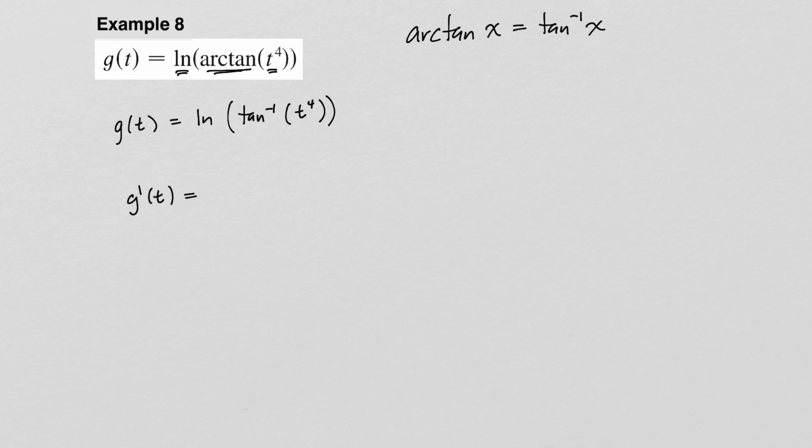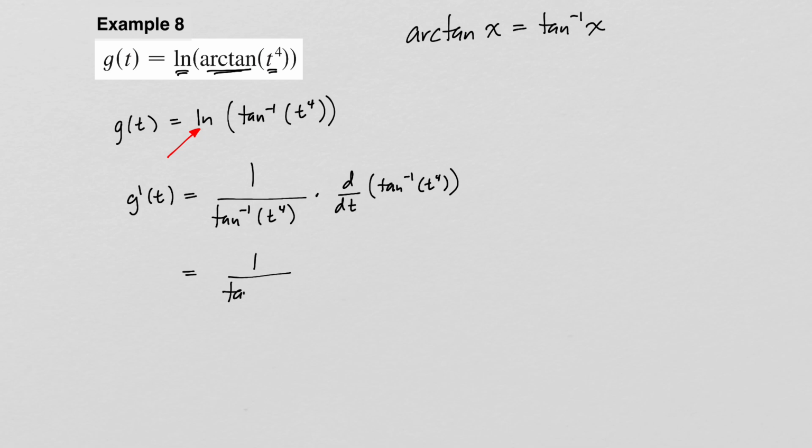Well, again, chain rule says you start on the outside function, and you're going to say the derivative of natural log of anything is 1 divided by that thing. And then we have to multiply by the derivative of that thing. And again, this is with respect to t. So now, what is the derivative of inverse tangent of t to the 4th?